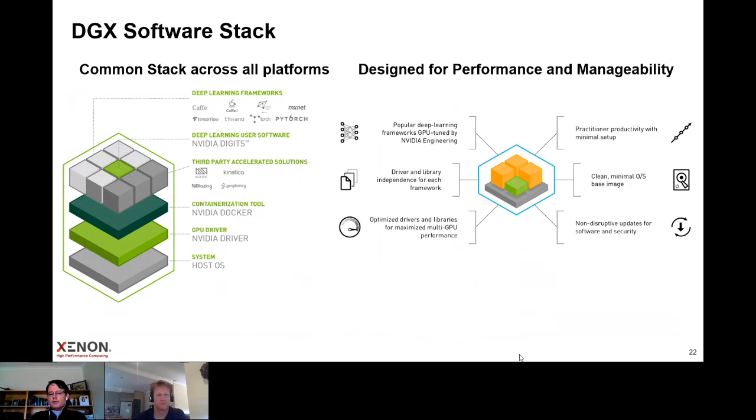The host OS, and especially the drivers and libraries, are of course optimized for multi-GPU performance. The driver and library independence is guaranteed for every framework. All the popular deep learning frameworks are tuned by the NVIDIA engineering teams. They are frequently updated, uploaded into the NVIDIA GPU Cloud, and available to be pulled by the customers directly from the NVIDIA GPU Cloud onto their systems so that they can take advantage of the latest improvements.